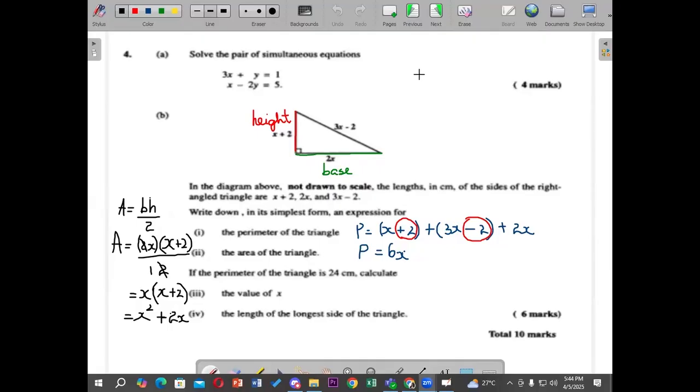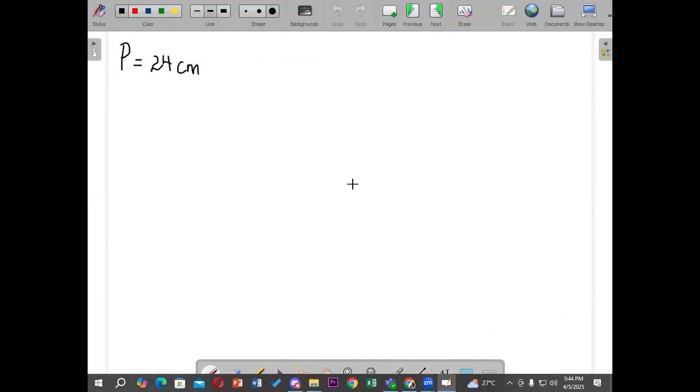Use the 6x. So if the perimeter is 24 centimeters and we have an expression saying perimeter is 6x, so you'll just give Joanna a little clap for that. Right? So they told us perimeter is 24 centimeters and we got the expression that the perimeter is 6x.